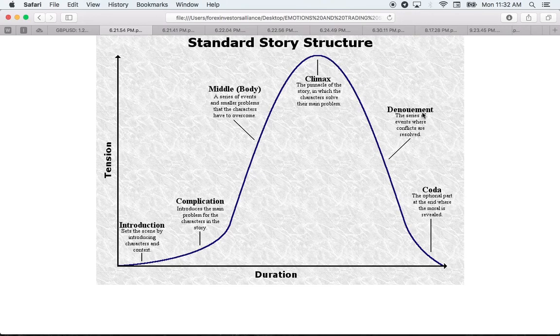The denouement, the series of events where conflicts are resolved. After the pump, the dealer must balance out the market or resolve the conflict. The dealer dumps the market, and then coda, the optional part at the end where the moral is resolved. Well, the moral of the story is the introduction and the coda.